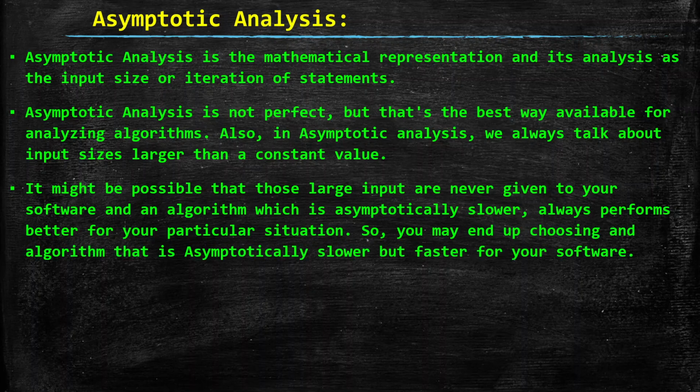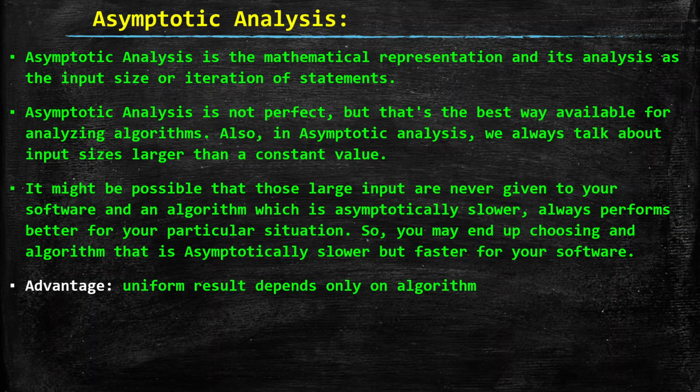So it might be possible that those large inputs are never given to your software, and an algorithm which is asymptotically slower may always perform better for your particular situation. So you may end up choosing the best algorithm that is asymptotically slower but faster for your software, because we are not talking about greedy algorithms, we are talking about dynamic ones.